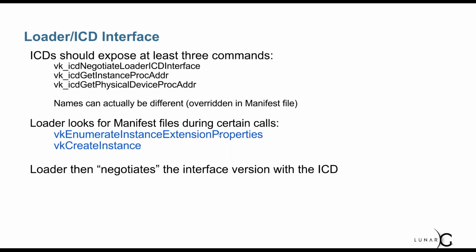So in addition to the manifest files, the loader has to interact with the ICD through a couple of functions. There are 3 functions of importance here: a negotiate ICD interface function, as well as the get instance and physical device proc address functions. The loader looks for manifest files either when it's enumerating instance extensions or when it's creating an instance. So that's exactly when these values have to be set. Once the loader goes and looks for these, it has to negotiate an interface.